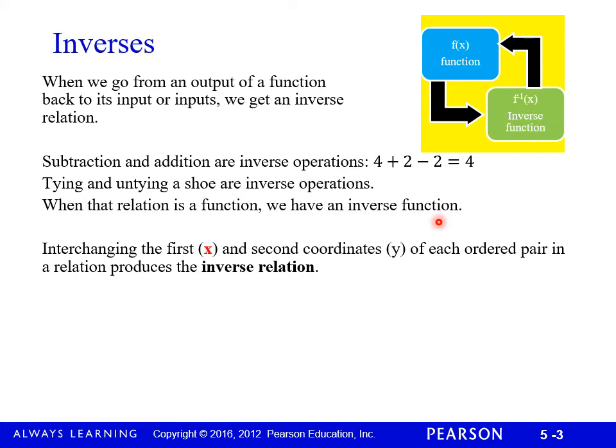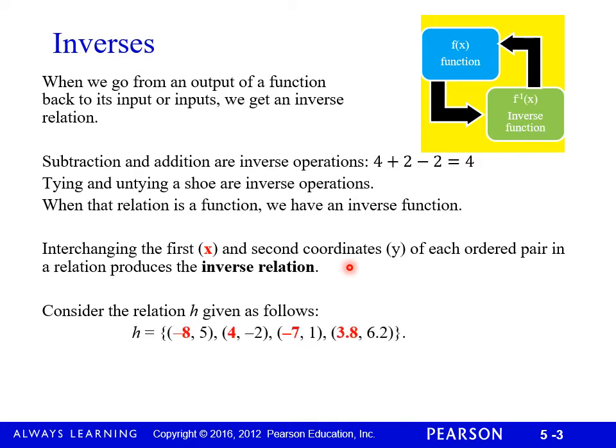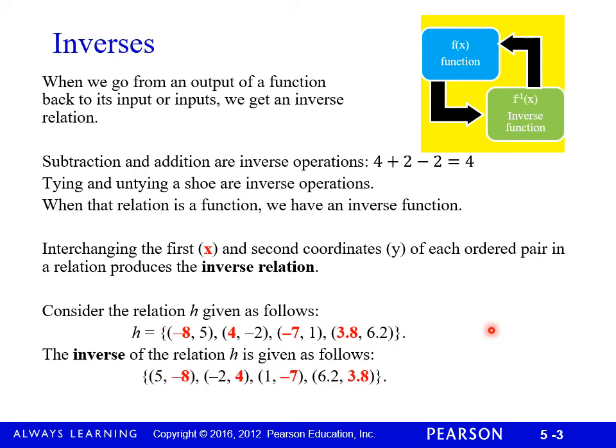To find the inverse relationship, we interchange the first and second coordinates of each ordered pair, or we swap the x and the y coordinates of each ordered pair, and this new set of ordered pairs creates the inverse relationship. For example, if I have a relationship h, which has these points: (-8, 5), (4, -2), (-7, 1), and (3.8, 6.2). Again, 3.8 is x and 6.2 is y, the same in all of those ordered pairs.